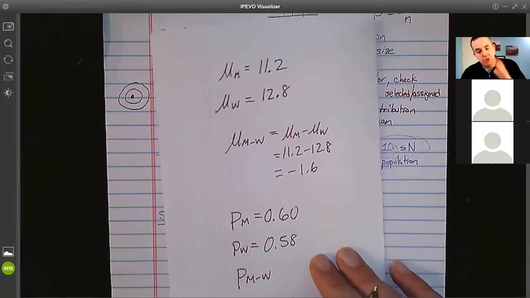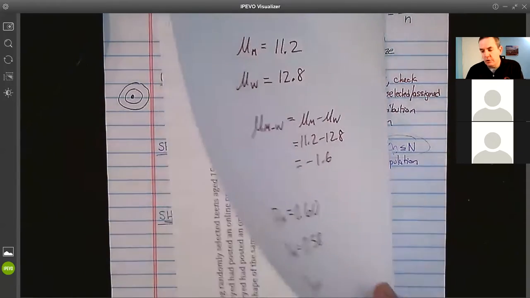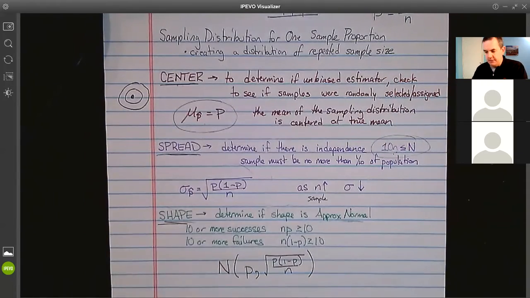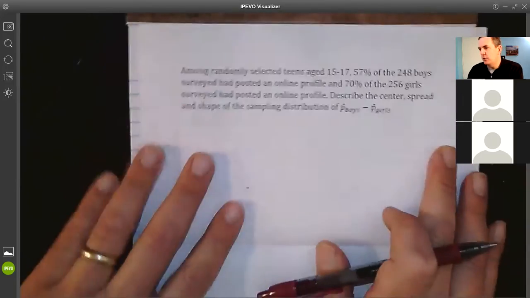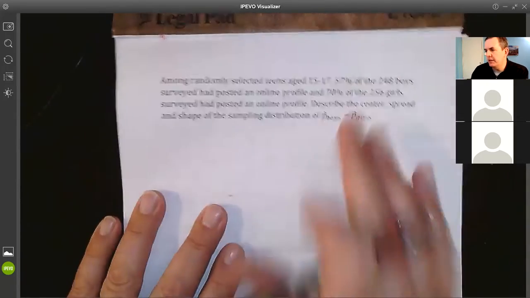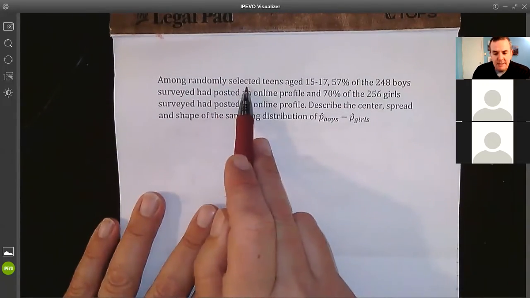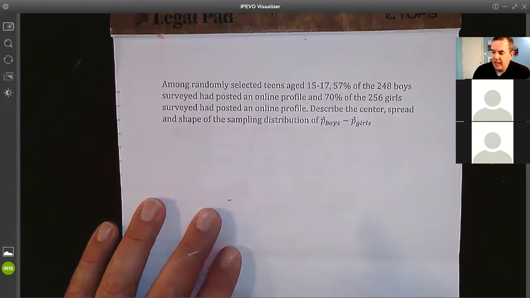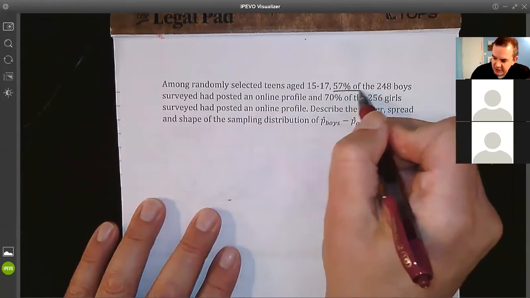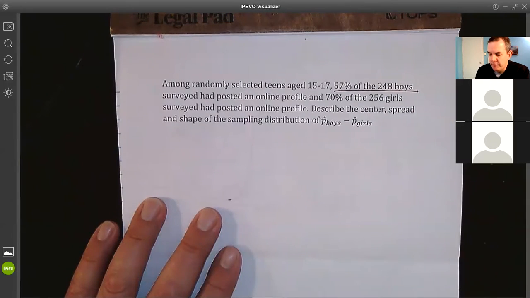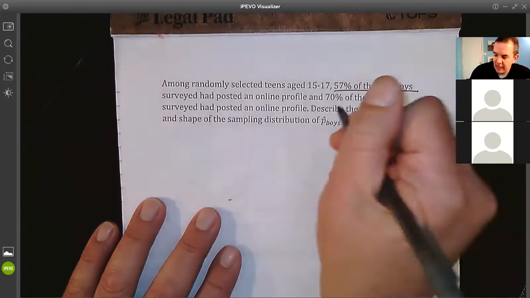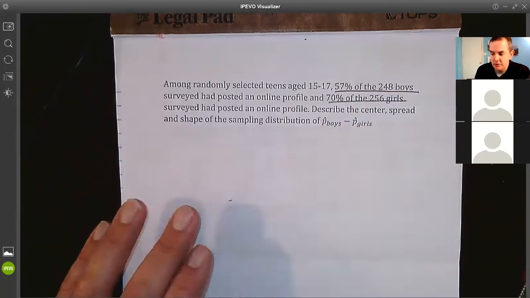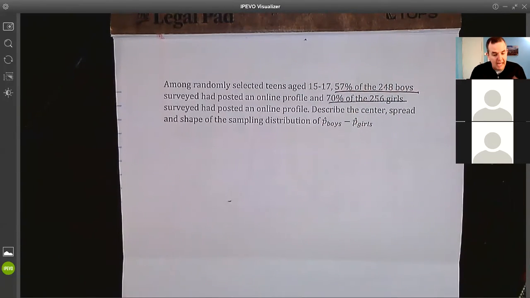So what I want to do is I'm going to show you an example, and I'm going to walk you through the process of it and show you why we do it. So this is the example that's in the folder. Real simple, real straightforward. What's happened is I've gone ahead and I've randomly selected some teens from age 15 to 17. I found out that 57% of the 248 boys had posted an online profile. I had found out that 70% of the 256 girls had posted an online profile.